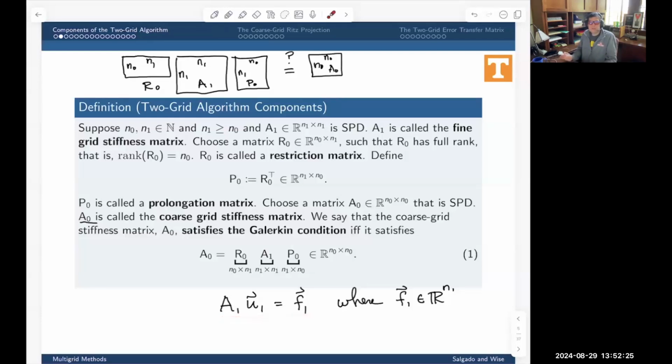Well, we've already been introduced to a number of ways to solve this using approximation techniques. We have Jacobi, weighted Jacobi, damped Jacobi. We have Gauss-Seidel, symmetric Gauss-Seidel, backward Gauss-Seidel. We have Richardson's method, etc. So those are iterative methods that can be brought to bear on a problem like this. But you have to keep in mind, this is the problem we want to solve. So where does this coarse grid stiffness matrix come into play? Well, that's what I need to show you and motivate for you.